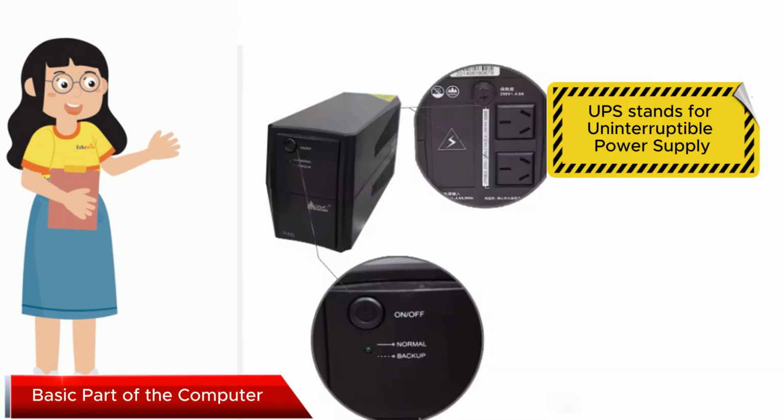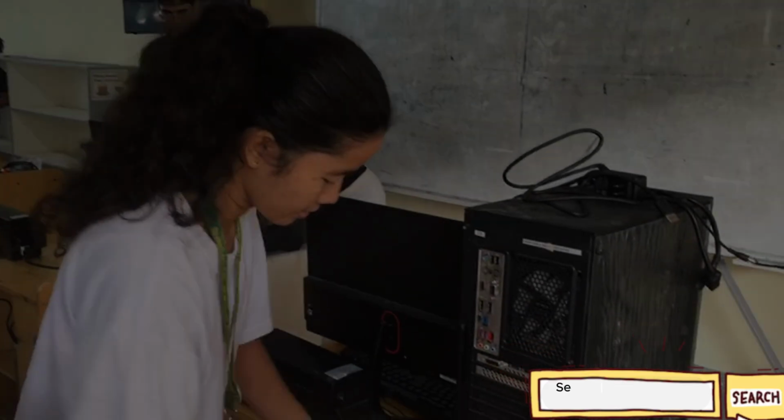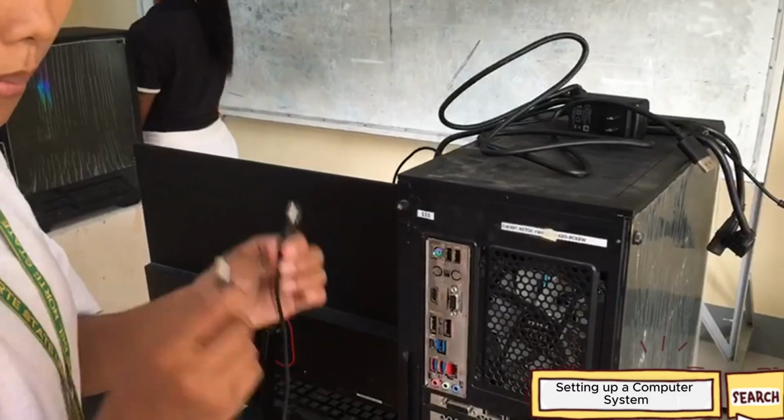And finally, the power supply. It provides the electricity needed to make all the computer parts work. Now that we are familiar with the basic parts of the computer, let's proceed to the setup and start our tutorial. Let's start by setting up the computer system.